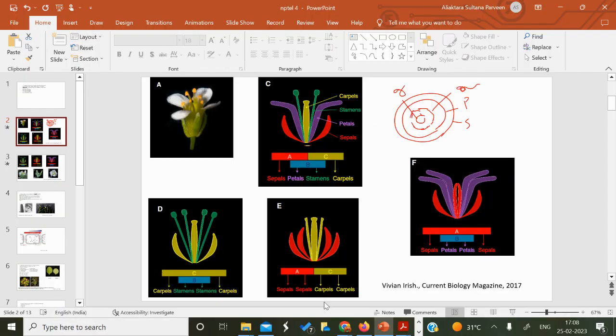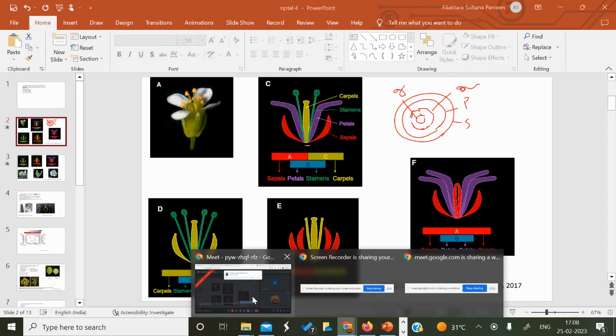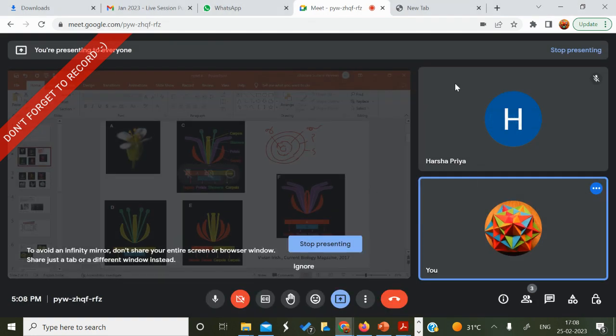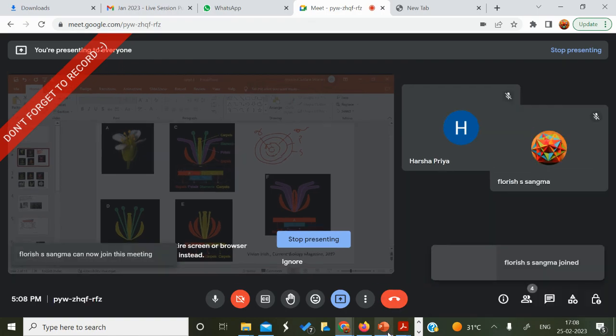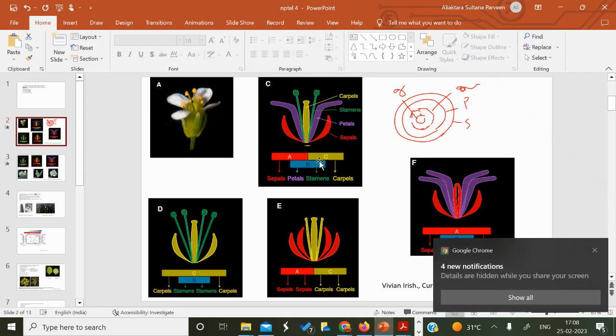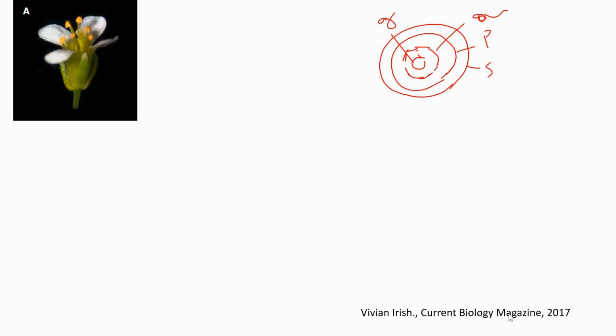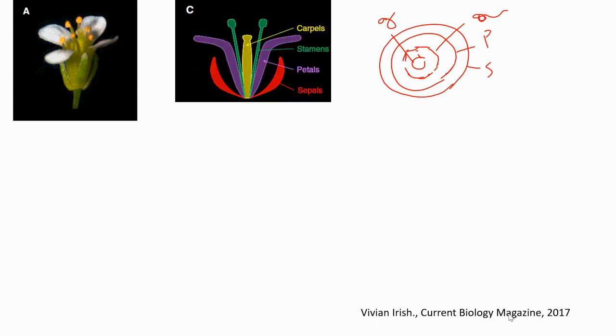Just a second, let me admit. Okay, slide is visible again, Harsha? Yes, ma'am. Okay, thank you. If it is not visible in between or anything, please let me know immediately so that I can try to fix that issue.